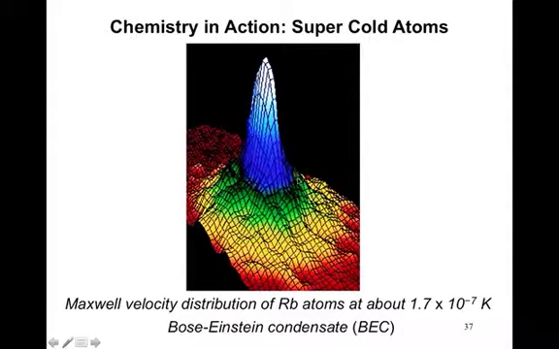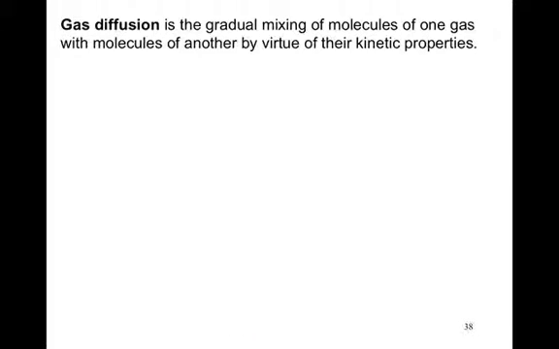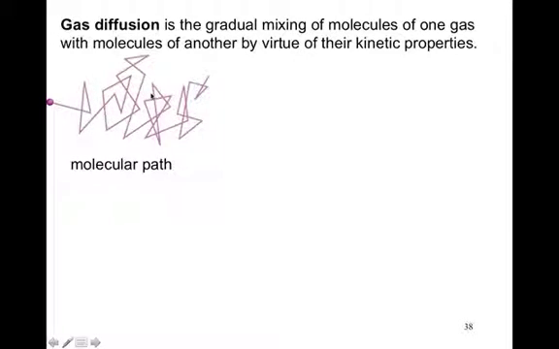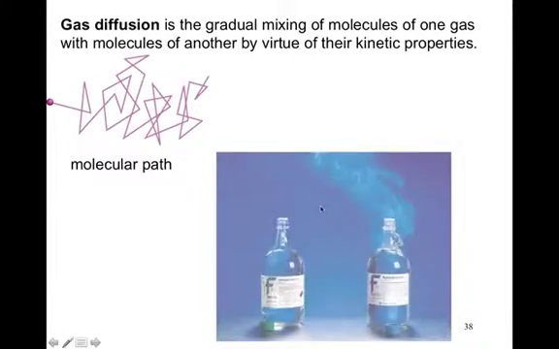This is an image of a graph of Bose-Einstein condensate, super cold atoms. Atoms behave really odd when they become very, very cold, and they start to deviate a little bit from normal behavior. So we got to talk about diffusion and effusion now. Diffusion is gradual mixing of molecules, just because of their kinetic properties. Just because they're moving all around, they're going to mix a little bit.